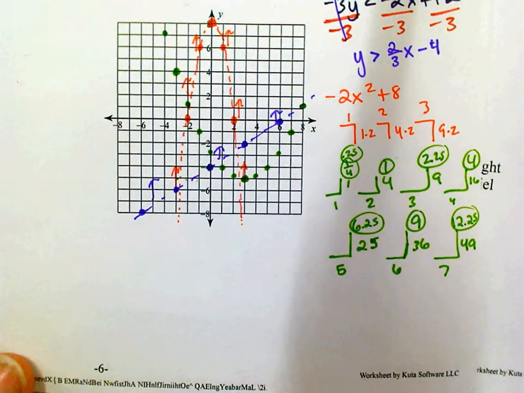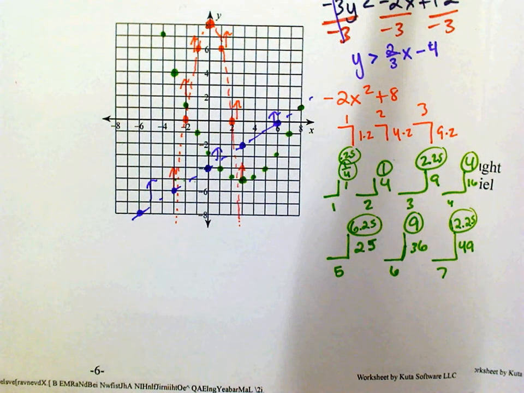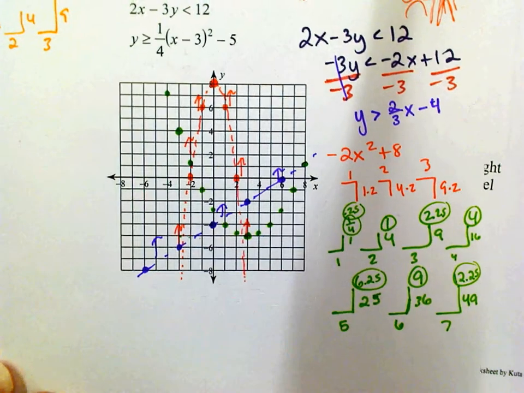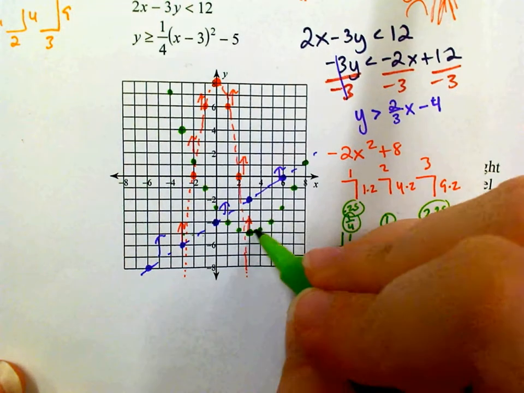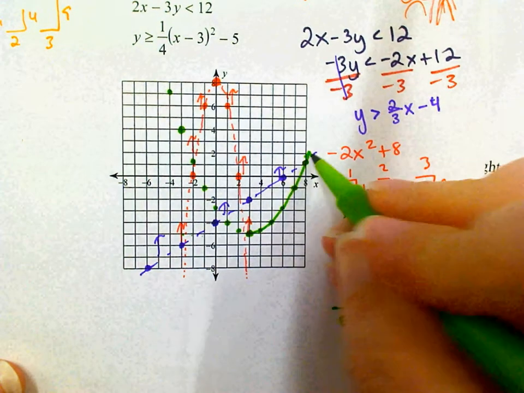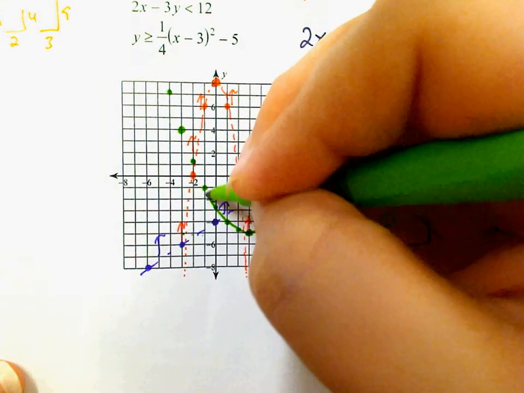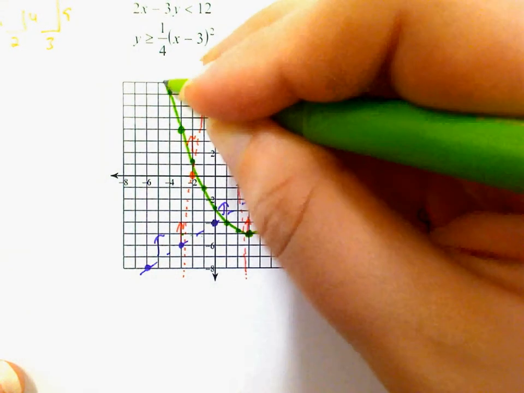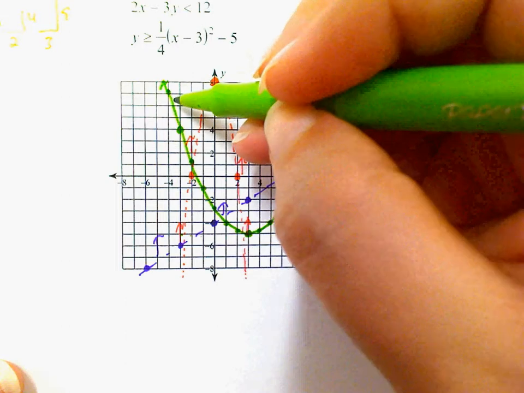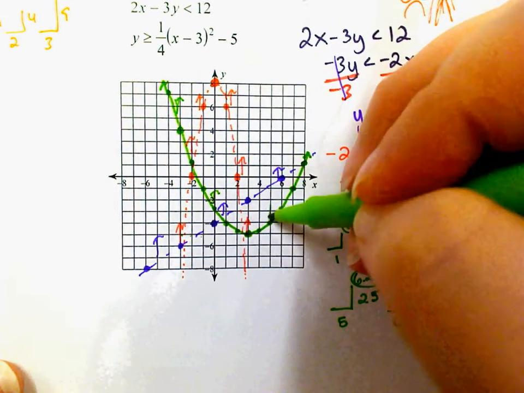Okay, solid or dotted line? Solid. Arrows are up. So above this parabola and above that line.